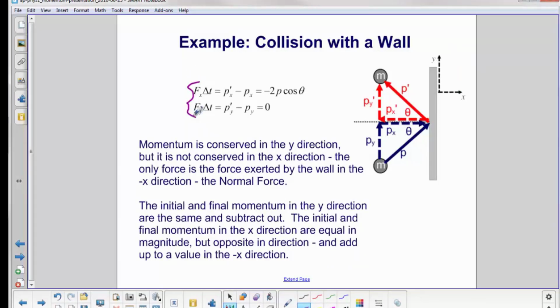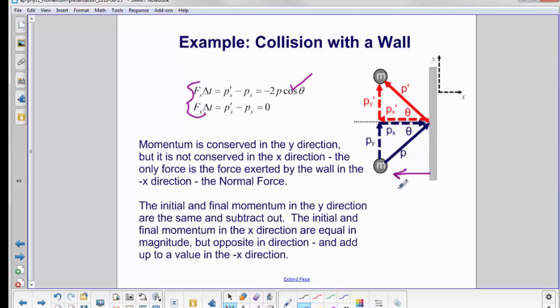These two equations tell us that the momentum is conserved in the y direction, but it is not conserved in the x direction. The only force we have here, once the ball hits the wall, is the normal force, which is perpendicular to the contact point here. So we have an external force in the x direction, so you would expect momentum not to be conserved, and it in fact is not. There is no external force in the y direction, so momentum is conserved.